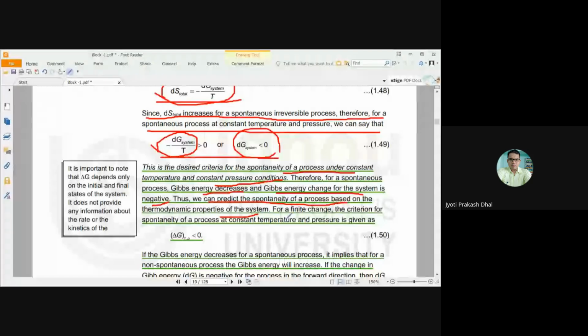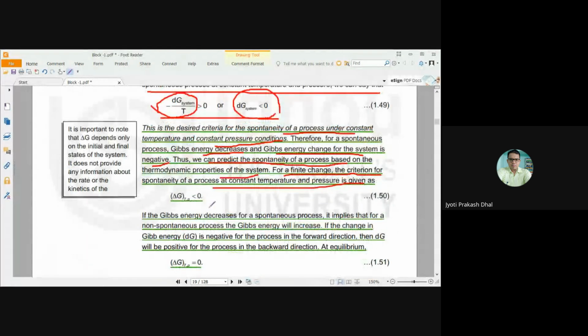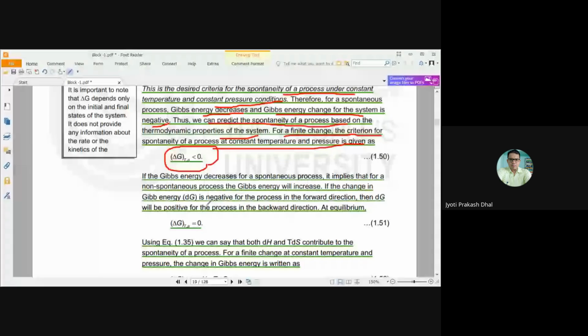That is, for a finite change, the criterion for spontaneity of a process at constant temperature and pressure is given by delta G at constant temperature and pressure less than 0. Delta G at constant temperature and pressure should be equal to 0 in case of equilibrium. So if the system is in equilibrium, then delta G equals 0. This is for finite change: delta G means finite, and dG means infinitesimal.